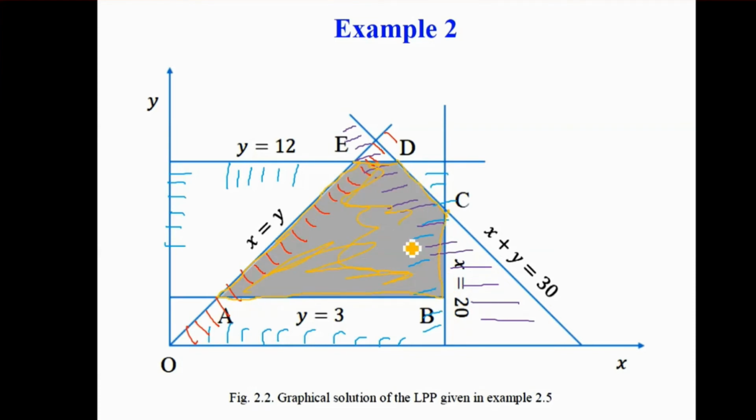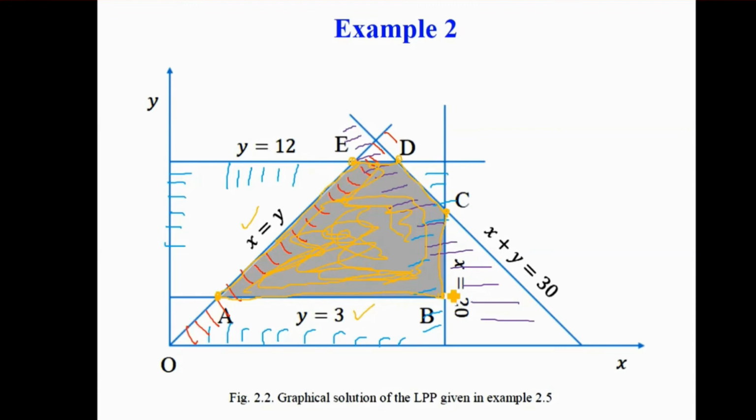Okay, this region. So this is the optimal. We have to find the optimality from this. Now, these are the endpoints that we have to find directly or by solving these equations, like A, B, C, D. If you want to find A, then you have to solve the equations y equal to 3 and x equal to y. Then you will get a point.